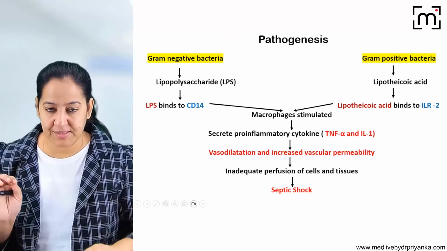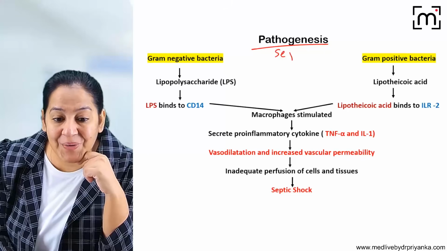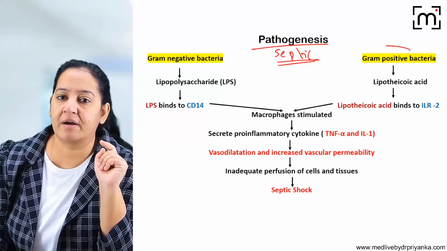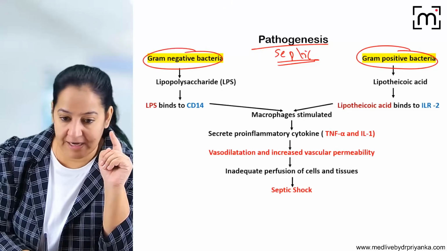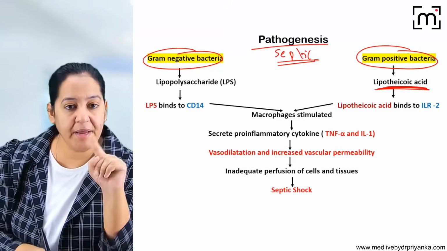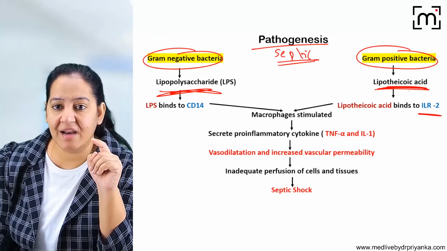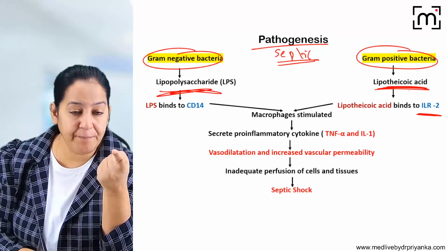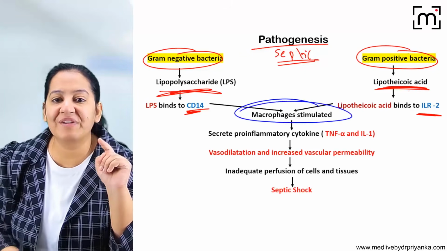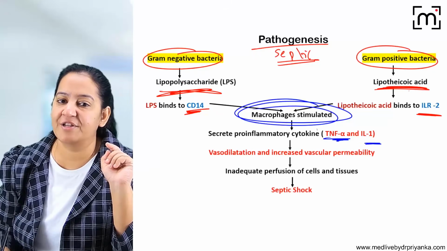So what is the pathogenesis? Can you tell me the pathogenesis? Yes. So I'm teaching you septic shock. In septic shock, bacteria enter the blood. There are two types of bacteria, gram-positive and gram-negative. Gram-positive bacteria have lipoteichoic acid in the cell wall. Gram-negative bacteria have lipopolysaccharide in the cell wall. Lipoteichoic acid binds with the TLR2 receptor of the macrophage and lipopolysaccharide binds with CD14 of the macrophage. Ultimately, the macrophage is stimulated. On stimulation, the macrophage secretes two cytokines, TNF-alpha and interleukin-1.